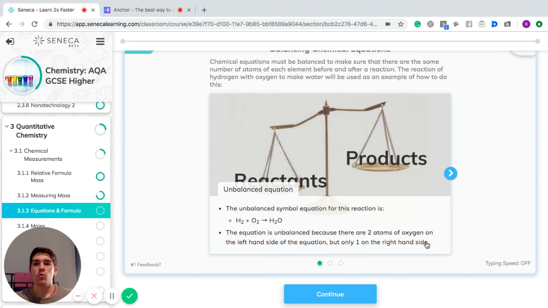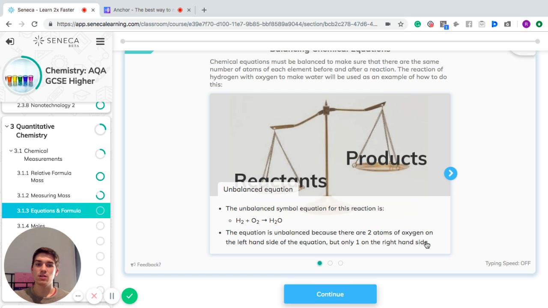So let's talk a bit about equations and formula. Chemical equations must be balanced to make sure there are the same number of atoms of each element before and after the reaction. The reaction of hydrogen and oxygen will make water, and we're going to use that as an example to explain how this works.